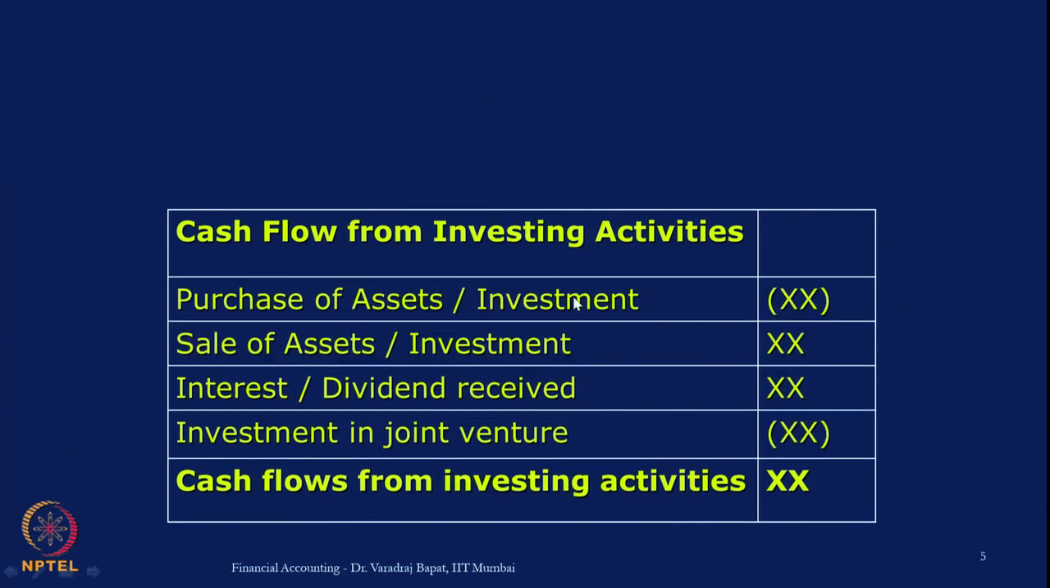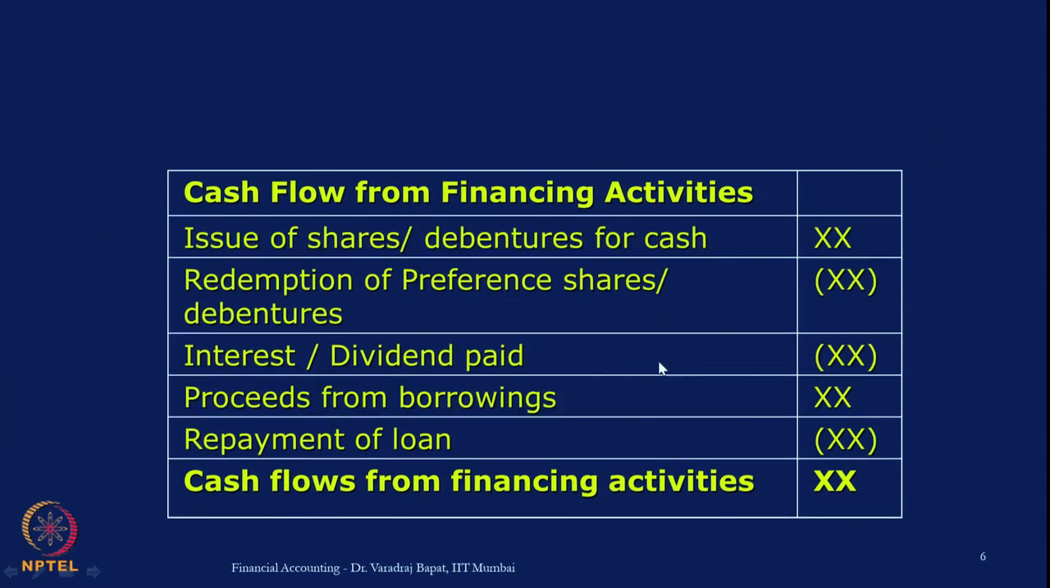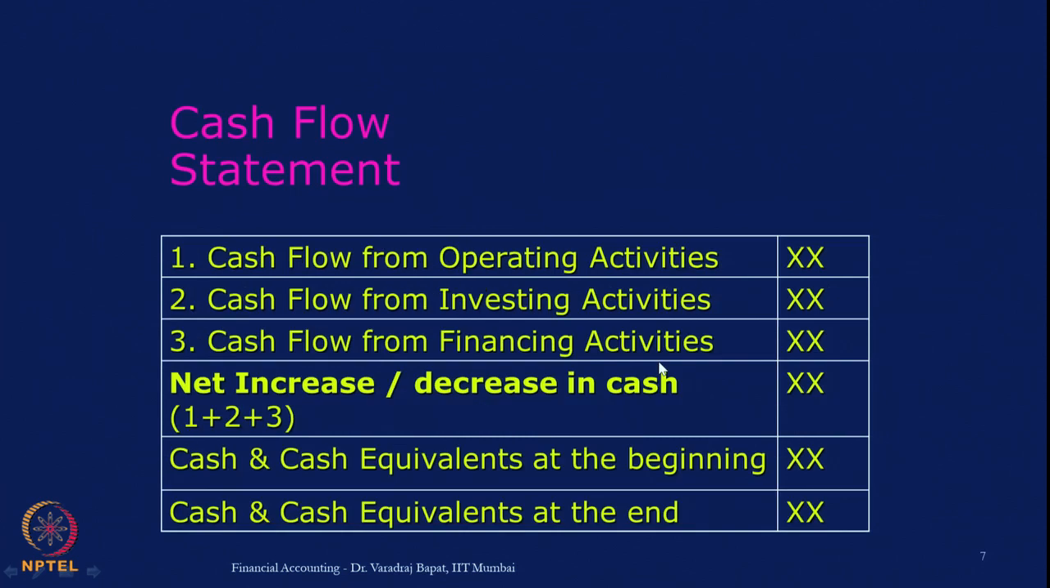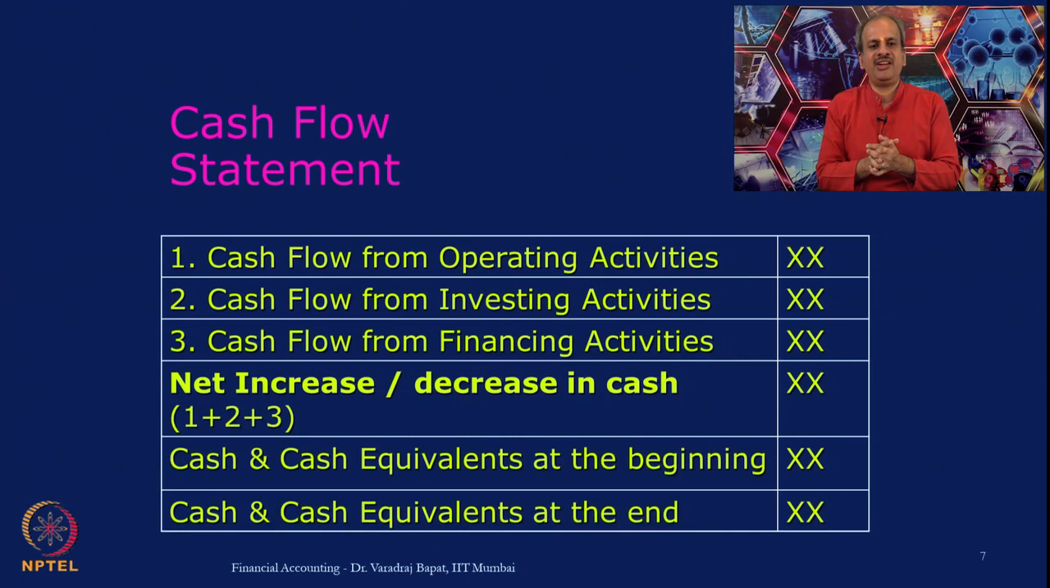I think you know the examples. So, though there is no direct or indirect, directly those items you can add in the cash flow statement. So, at this stage you have got first, second and third type of activities. So, you get net increase or decrease of cash, which is a total of 1 plus 2 plus 3. Then you add cash and cash equivalents at the beginning. So, you get cash and cash equivalent at the end.